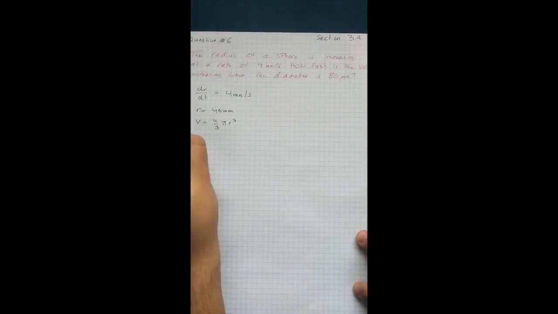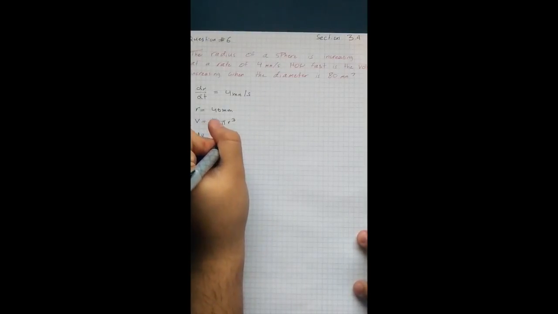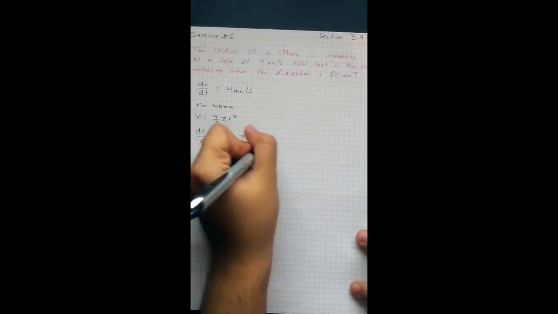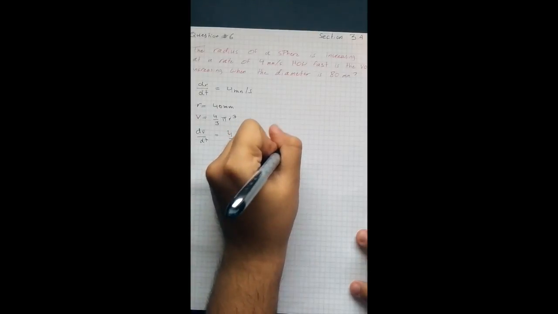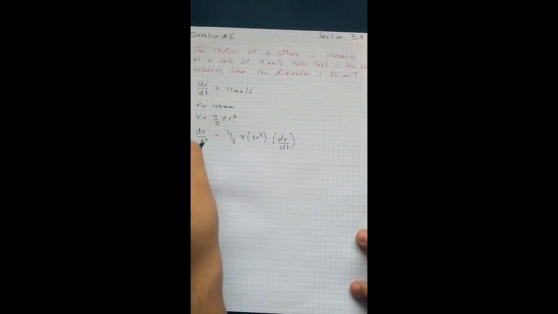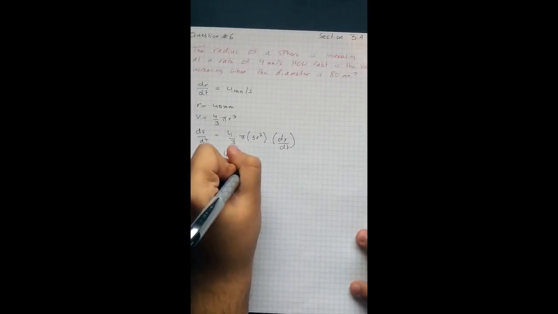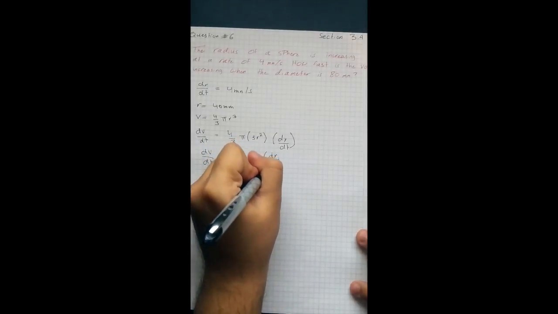And we have to differentiate that, so I take the derivative with respect to time. So dV/dt is equal to 4 divided by 3 pi, bring the 3 down to get 3r squared, and then dr/dt. This can be simplified to dV/dt equals 4 times 3 over 3 pi r squared. These two cancel out, and then dr/dt.